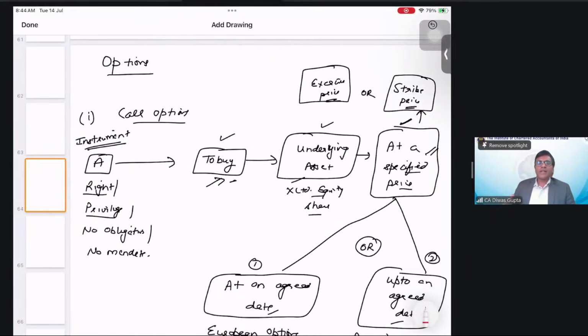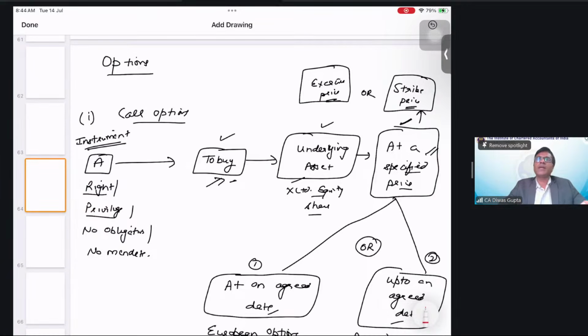Then the next topic is around options, students. Options are basically the third type of derivatives. Till now we have discussed futures within derivatives. We have also discussed forwards. Now we are going to discuss options. Now, students, there are two different types of options. One, there is a call option. Second, there is a put option.